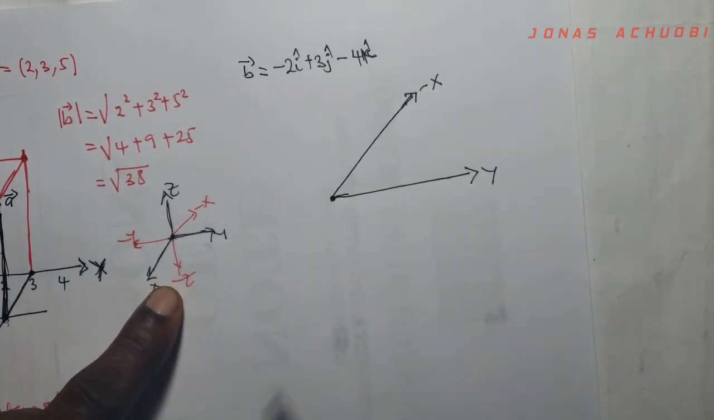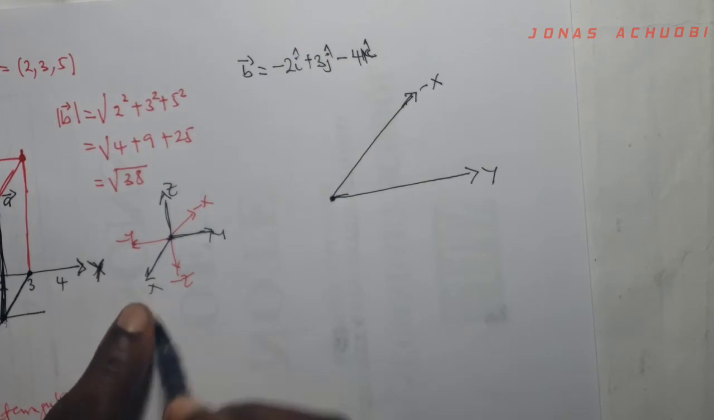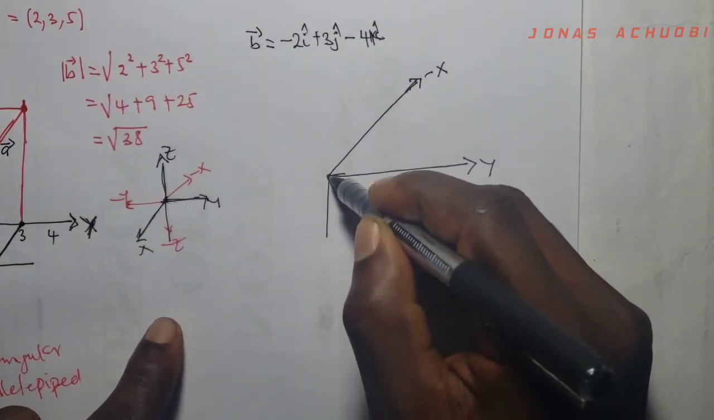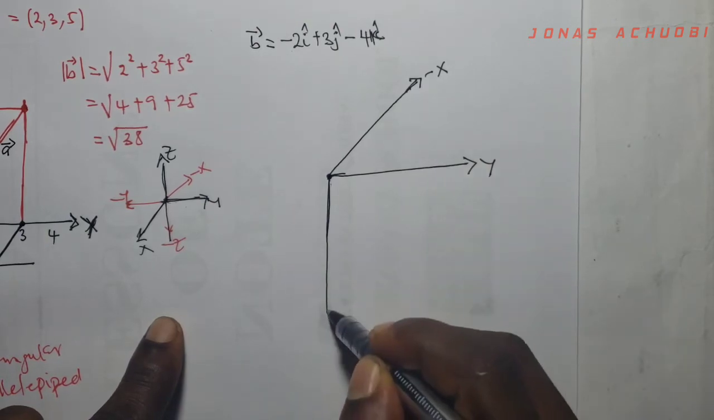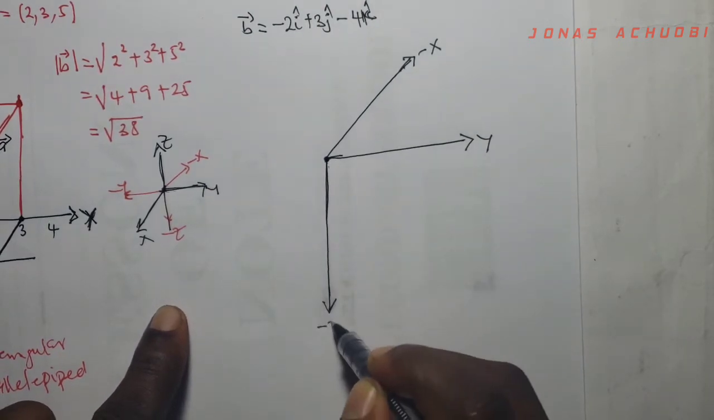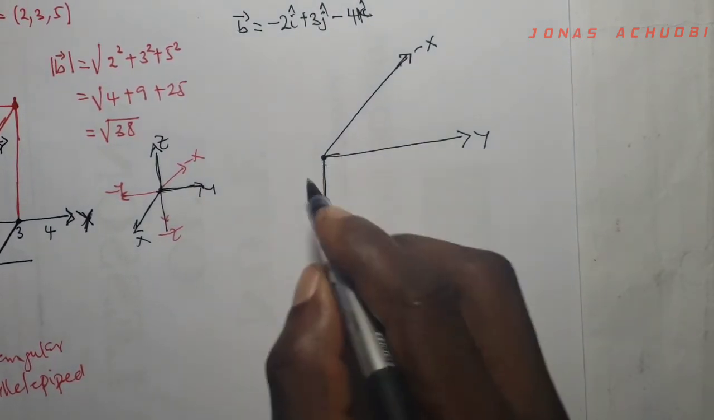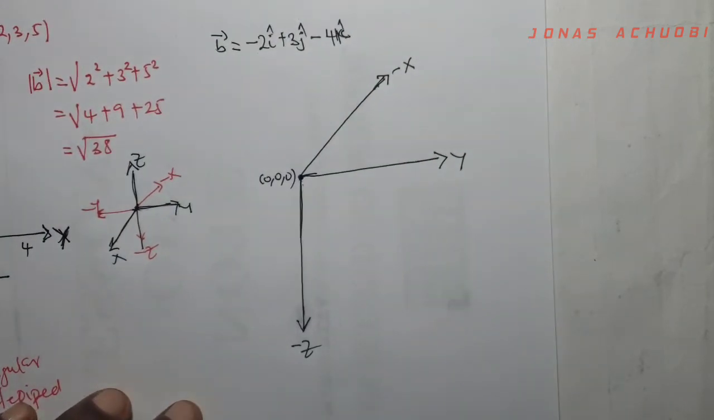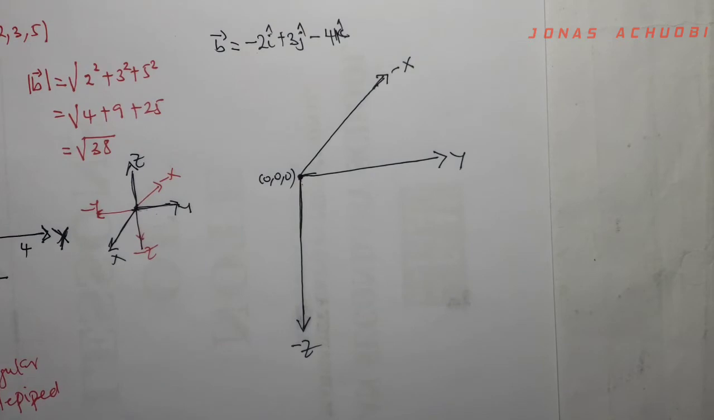Very good. What else do we need? We need a negative z axis, and negative is down. So negative z axis is somewhere down like this. Okay, beautiful picture. This is our negative z axis. Very good. So here remains our origin 0, 0, 0, the point where the three axes do meet.